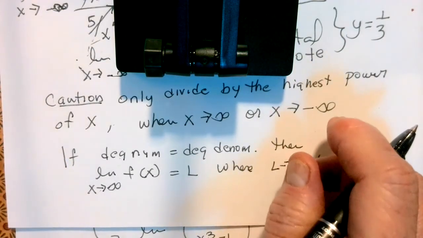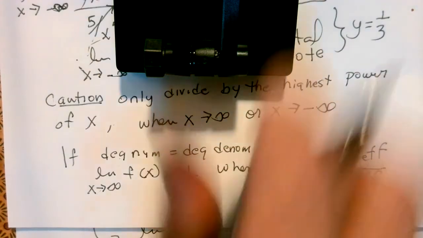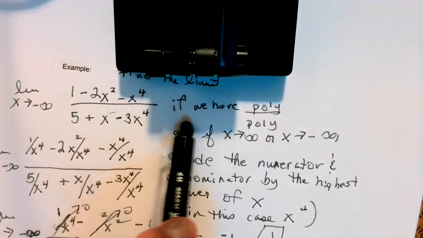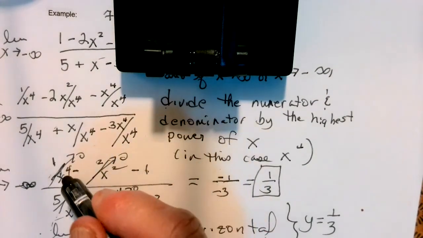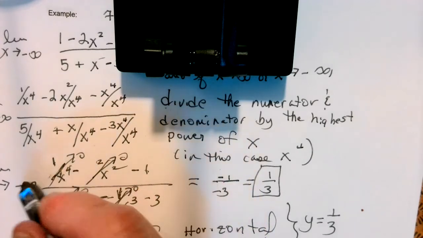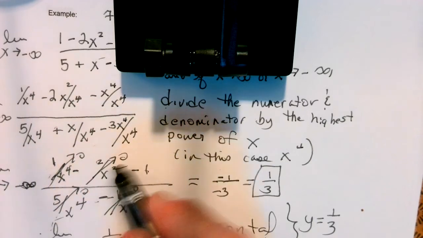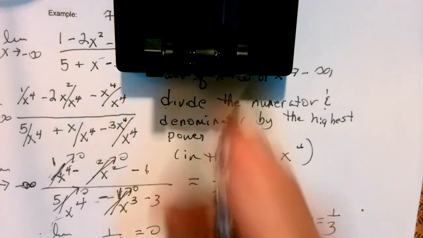Okay, so that's that example. Let's just take a quick look at it again. So you see what we did. We had a poly over a poly. We divided by the highest power of x, and then we simplify it to see what's left. And then if you've got a constant in the top and x in the bottom, and x is going to either -infinity or positive infinity, then these are all going to go to 0, and then it leaves this -1 over -3, or 1/3. Okay.